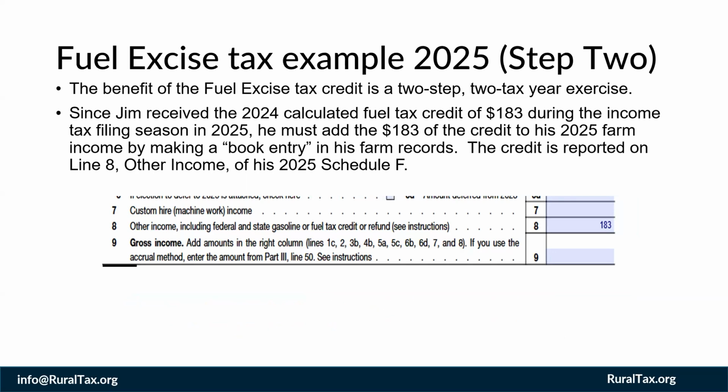And so it's other income. This is line 8 of Schedule F. And you see there in the line instructions, other income including federal and state gasoline or other fuel tax credit or refund. And there's that $183. So he gets the benefit of it against tax in 2024, but then he ends up having to report that as income. Now, remember, it's at the margin. So if next year in 2025, he's in the 12% tax bracket, then he's only going to pay tax at 12% of 183. It's still better in the long run. He's economically much better down the road.